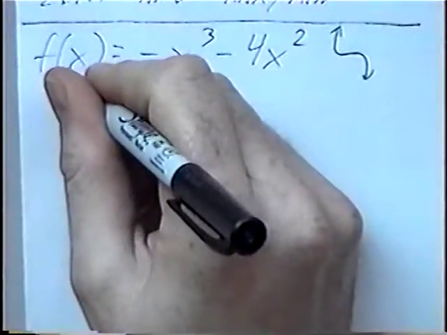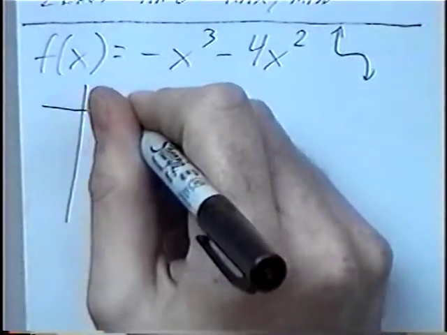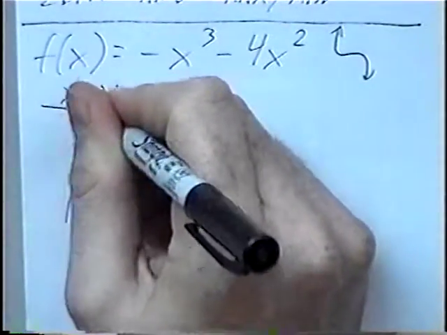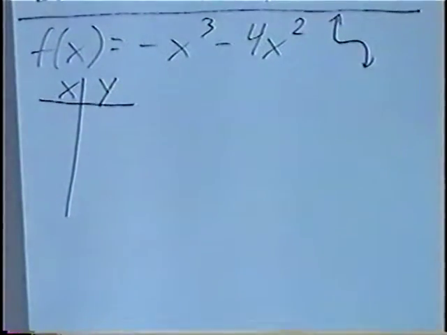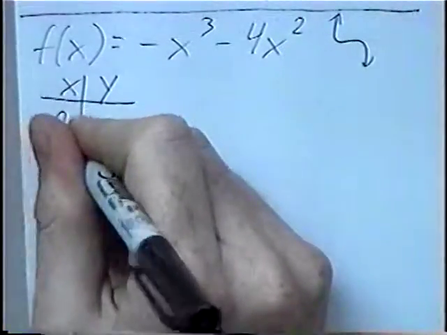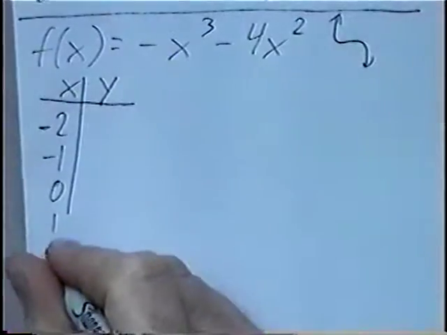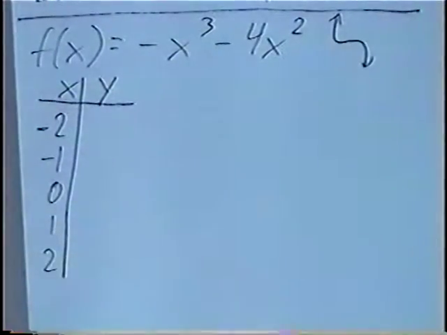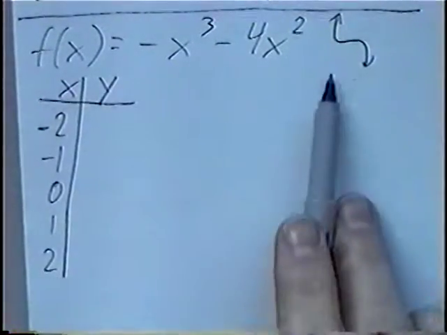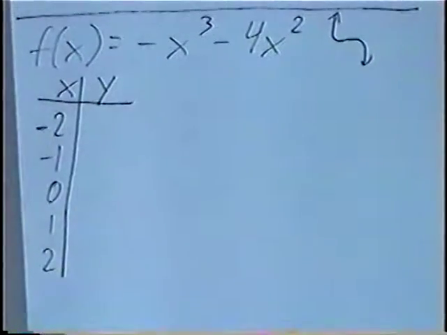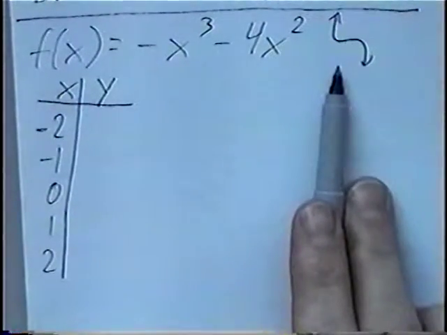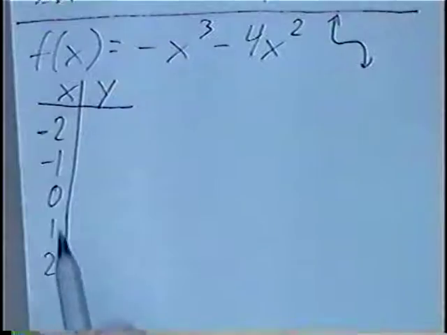To graph functions again, we can use a t-table, an x-y t-table. You can use any numbers, but the numbers we'll use for this section will be -2, -1, 0, 1, and 2. Starting with these points, we'll get an idea of what the graph will look like, and then we can add more points as needed to get the correct shape.